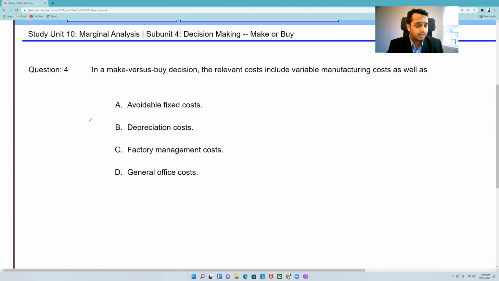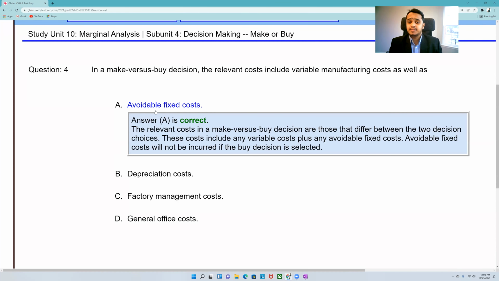So here, depreciation cost is a fixed cost, so it will not come here. Factory management cost and general office cost also will not come in here. What will come here is option A, which is avoidable fixed cost. These are the costs which can be gone off. If this can be avoided, then it is a relevant cost. Let me click it and see if that's the answer. Yes, that is the answer.